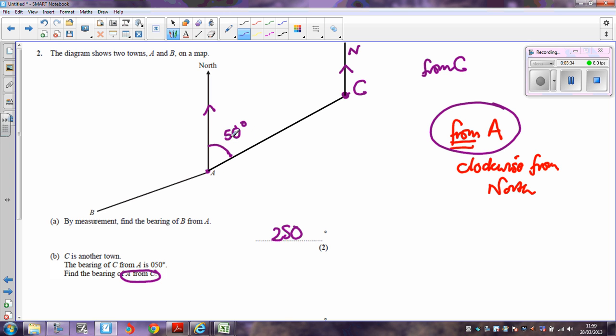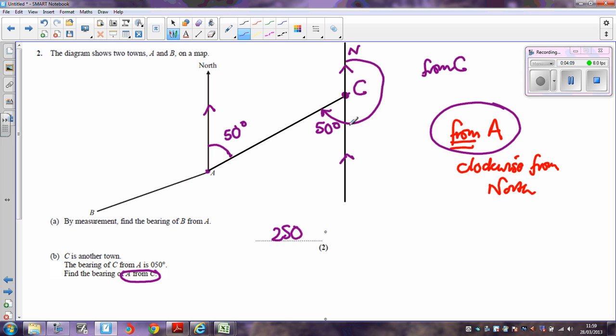Now, if this angle here is 50 degrees, the bearing of A from C is going to be from C, this angle all the way around there. That's the angle that I'm looking for. I don't actually need a protractor, because if I continue this line and make it go all the way down like that, I can see that I have an alternate angle here. Here is my Z shape. This line is parallel to this line, so this angle must be 50 degrees.